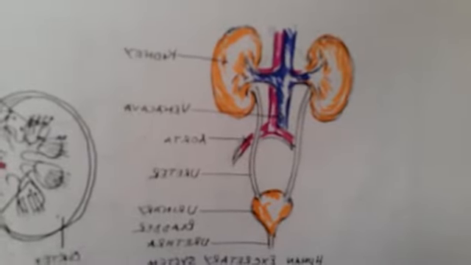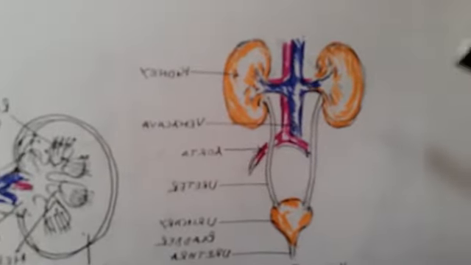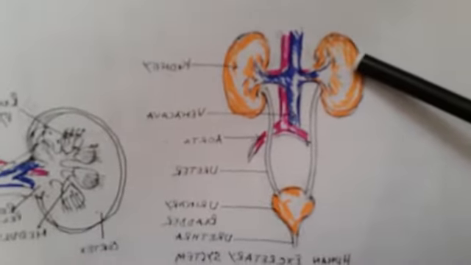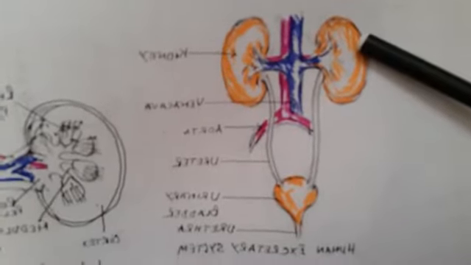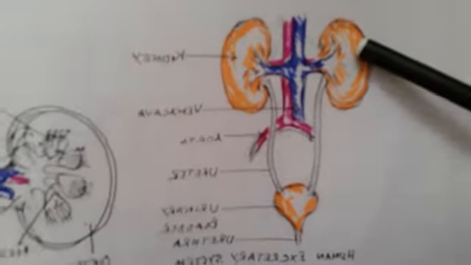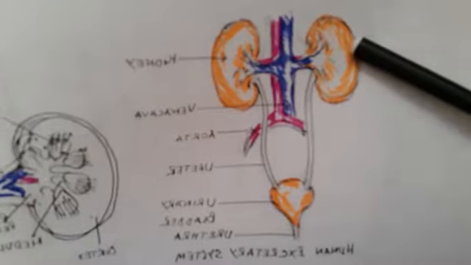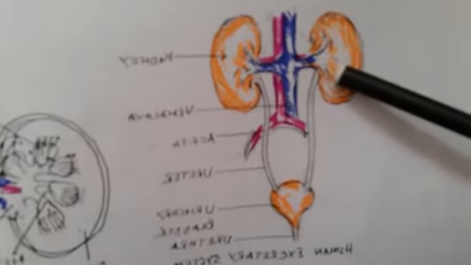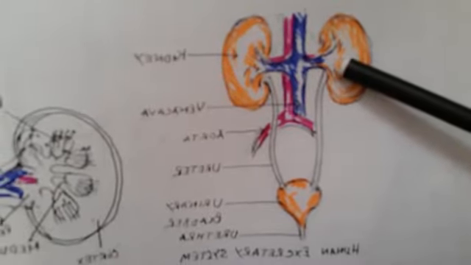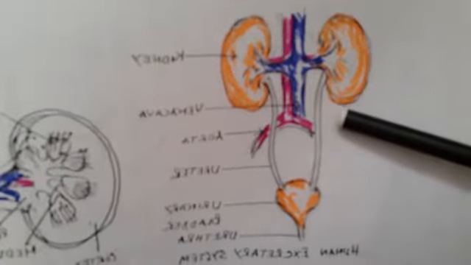Now, first of all, the pair of kidneys. We know that there are two bean-shaped kidneys, and they are present on the posterior wall of the abdomen. Clear? They are present on the posterior wall of the abdomen, one on each side of the vertebral column. Now, if we go for the exact location, it extends from the 12th thoracic vertebra to the 3rd lumbar vertebra.